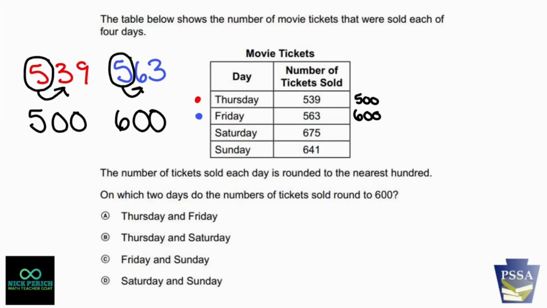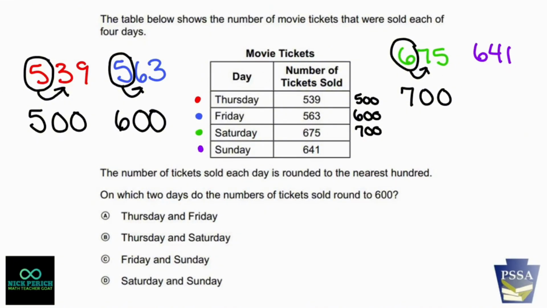Now let's do the same thing for Saturday. I'll label Saturday green. That number was 675. So you go from the right, ones, tens, hundreds. So let's circle the 6. Look to the number to the right of it. 5 or above, give it a shove. Yep. Move that 6 up to a 7 and then write out 2 zeros after it. So Saturday becomes 700.